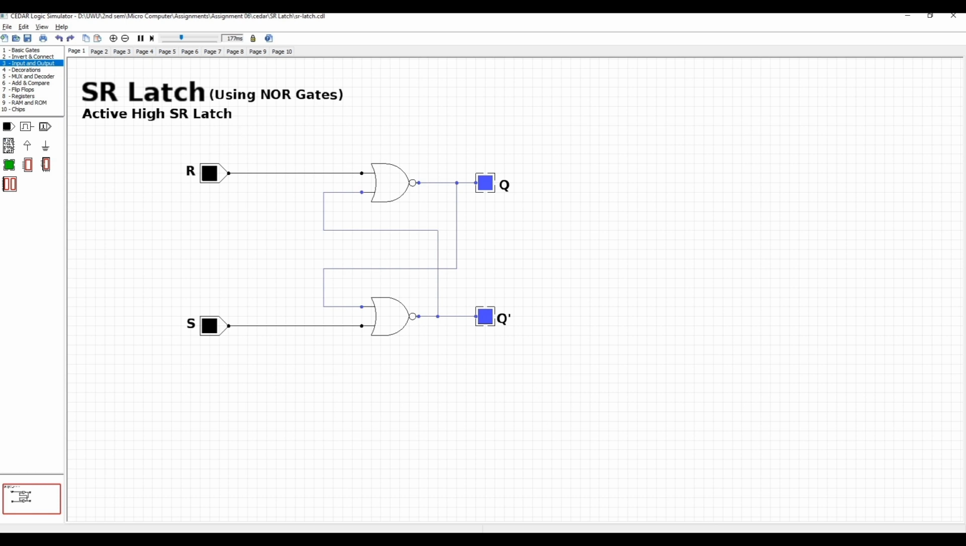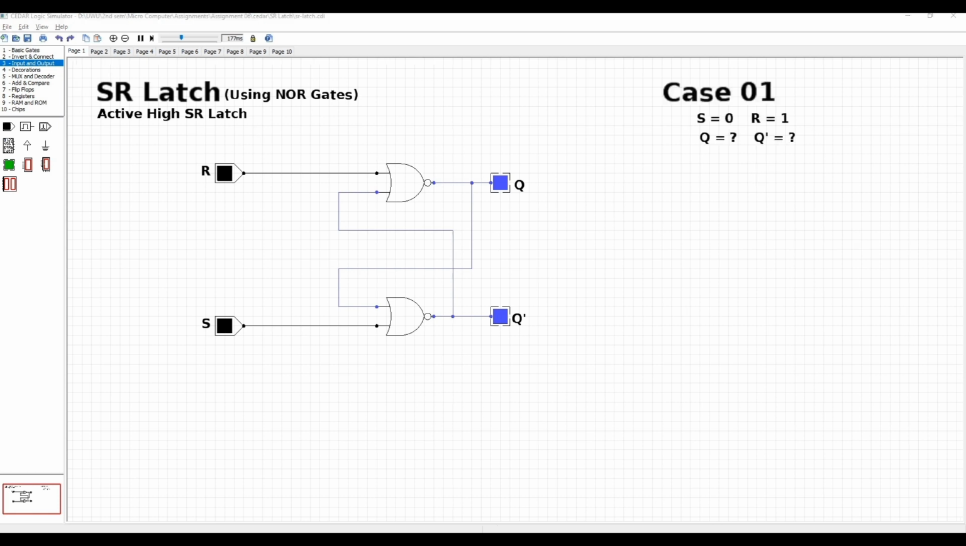Let's take the first case. In the first case, we are setting S as 0 and R as 1. Let's see what happens. S is 0, R is 1, so we can see Q is equal to 0 and Q bar is 1. So let's write these things. Q is equal to 0 and Q bar is 1.